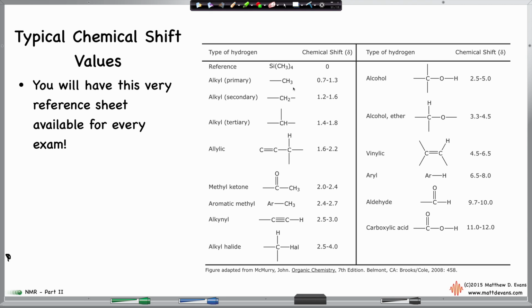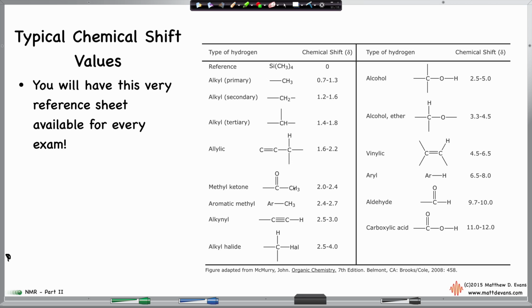So typical values for methyl groups are somewhere near TMS, of course, TMS is set to 0. Methyl groups are pretty close to that at 0.7 to 1.3. Methylene groups, CH2s, not too much different than methyl groups, 1.2 to 1.6. This is sometimes called methine. So one hydrogen attached to a carbon, 1.4 to 1.8. All right, so allylic is the position one carbon removed from the double bond, and the hydrogen that's attached to the allylic carbon is somewhere in the neighborhood of 1.6 to 2.2, so still fairly close to TMS.